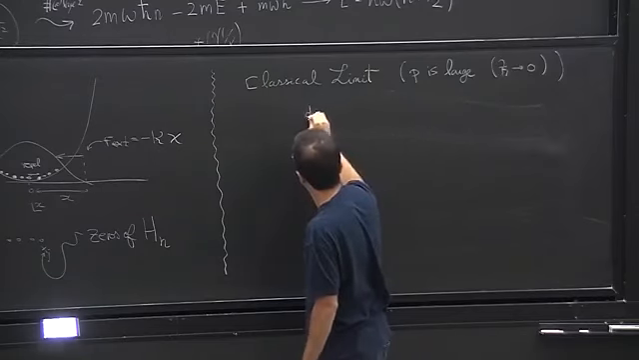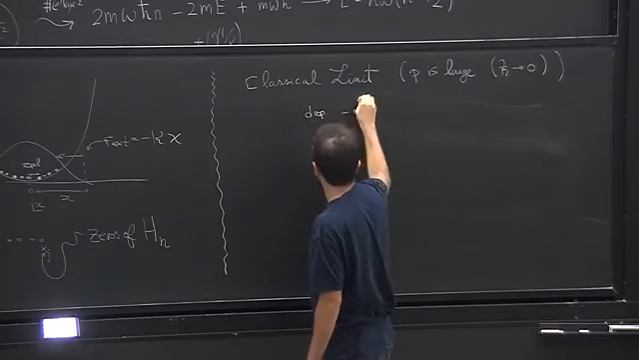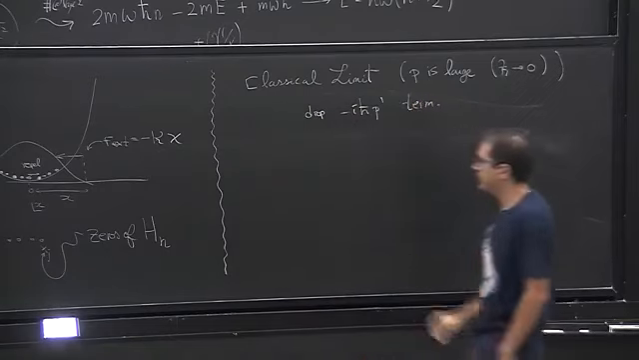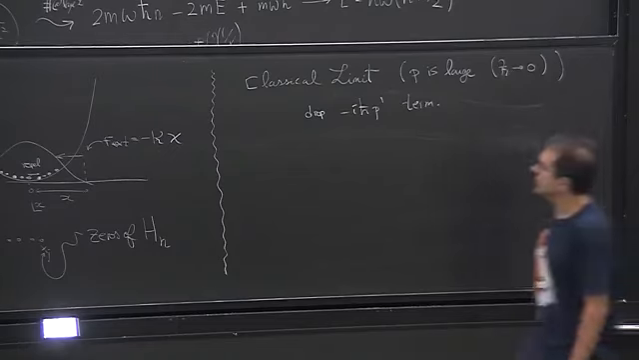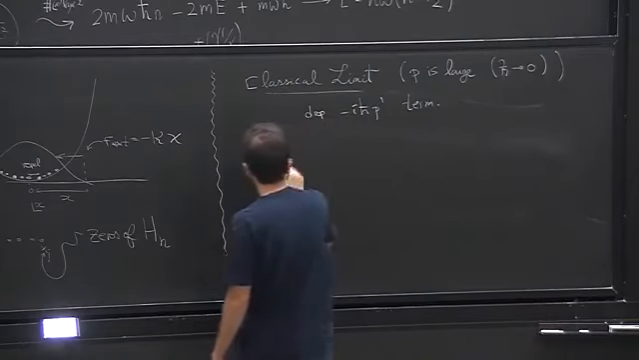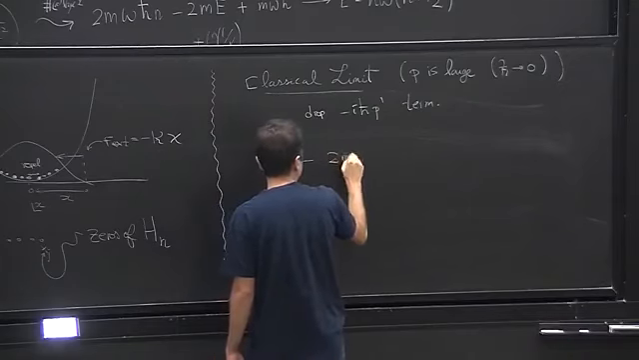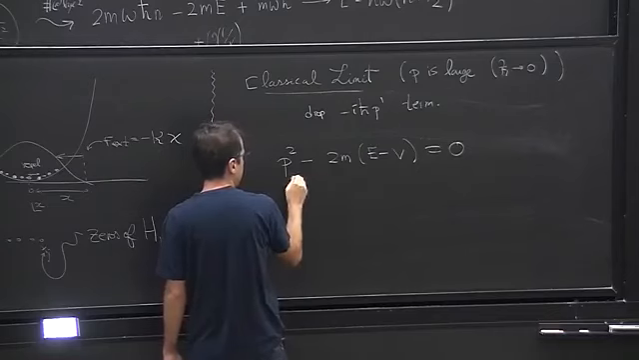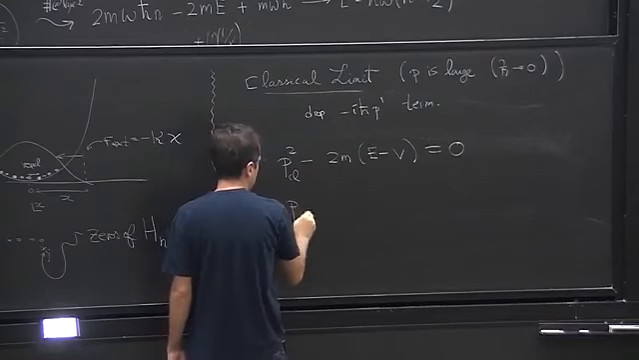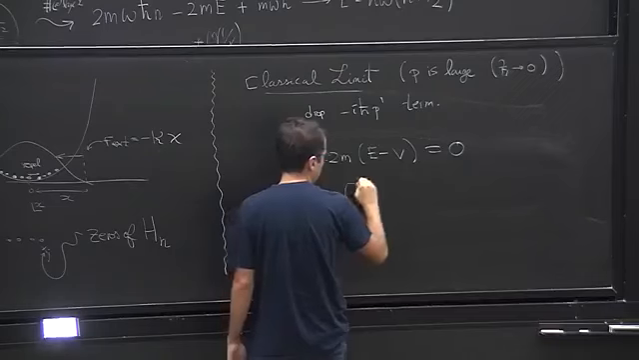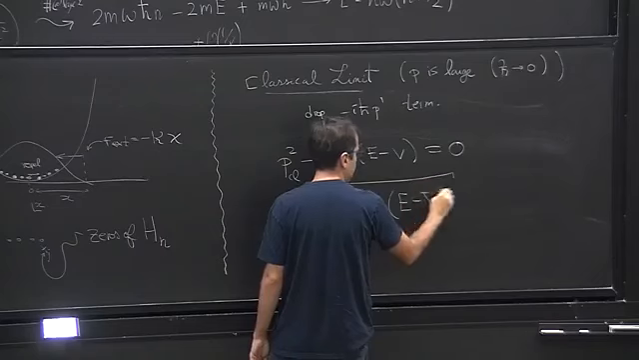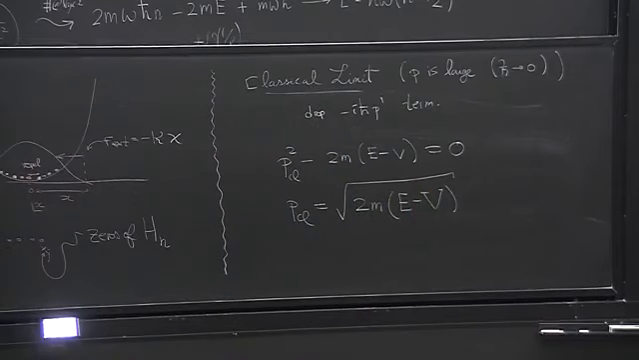So we can drop the minus i H bar P prime term. And therefore, in the classical limit, the Schrödinger equation becomes P squared minus 2m (E minus V) equal to 0. In other words, let's put a classical index here. P classical is equal to the square root of 2m (E minus V).